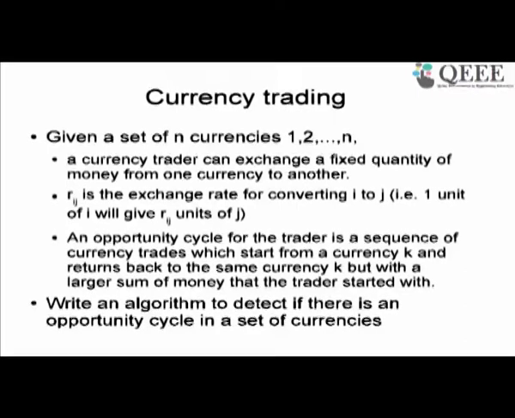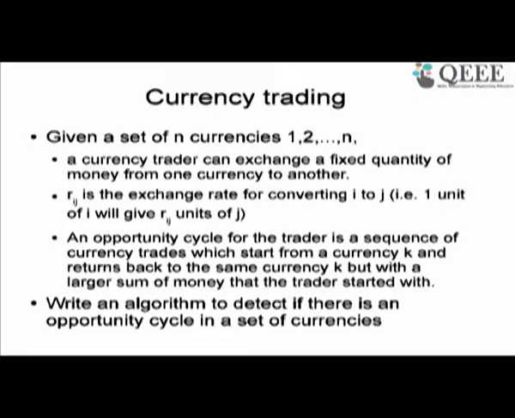Then I can convert yen back into rupees. 1 yen might be some number of rupees, so I can convert back into rupees. So I can go around like this. I can take a node and convert into another currency like this. Each edge is a currency conversion. And if I come back to the same node, I get a cycle.